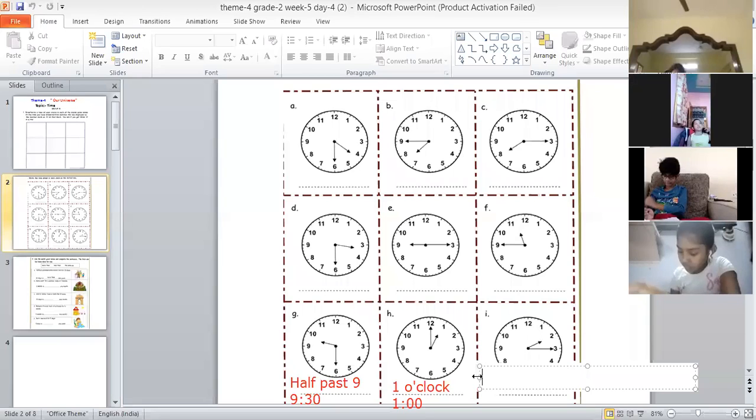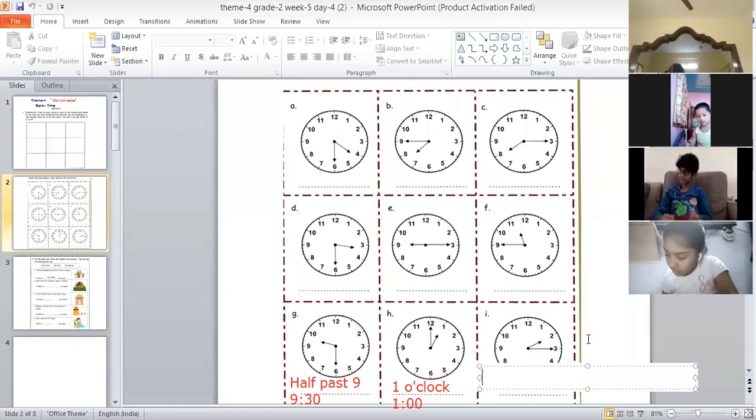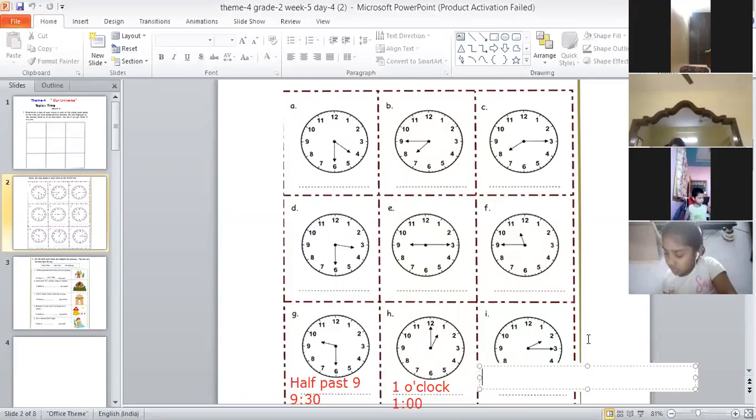Now next question, last one. CA Shreyan. Yes, ma'am. Yeah, in the next clock, the last clock, where is the short hand and where is the long hand? Short hand is at 2. And long? Long is at 3. Okay, long hand is at 3 and short hand is at 2. So what will be the time? 2:15. Very good. The time is 2:15.